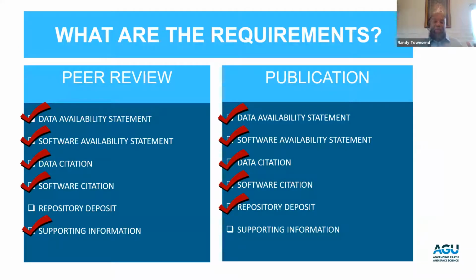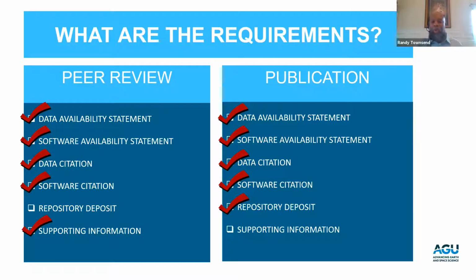So what are the requirements for peer review versus for publication? And this aligns really well with the RDA framework. As you can see, expectations are generally the same. At the time of submission, a repository isn't necessary, and the data can be in supporting information for peer review. Again, that is at submission, but the data availability statement at that time should explain what the plan is for depositing the data into a repository.